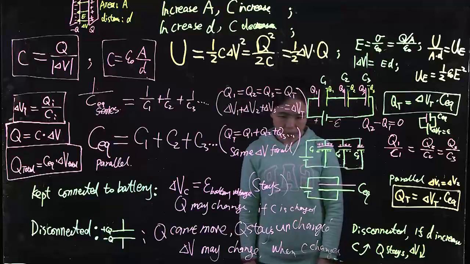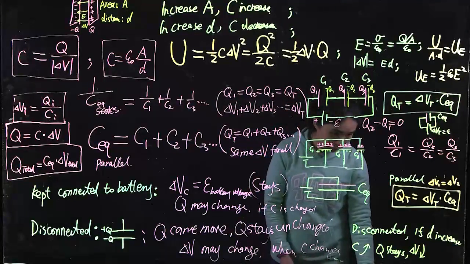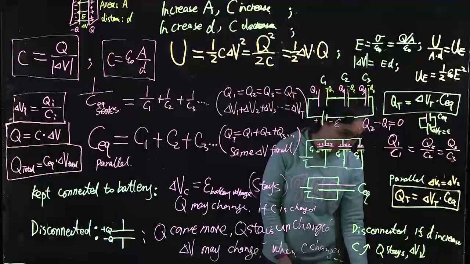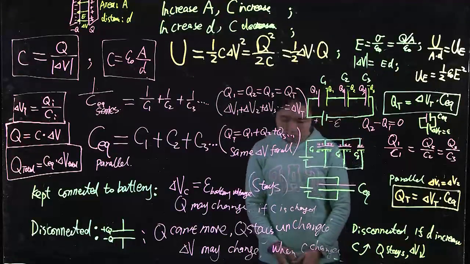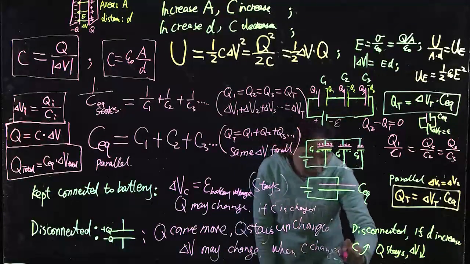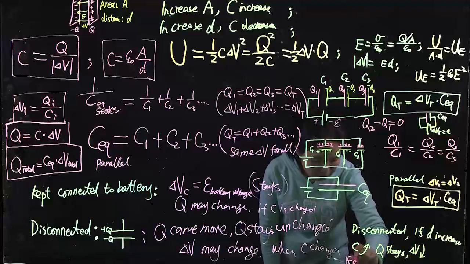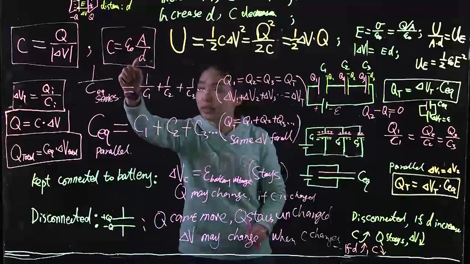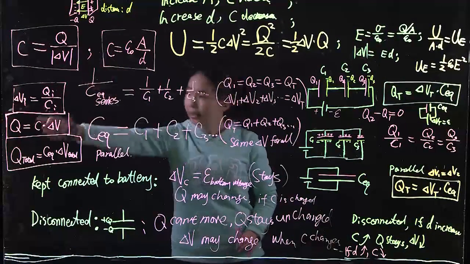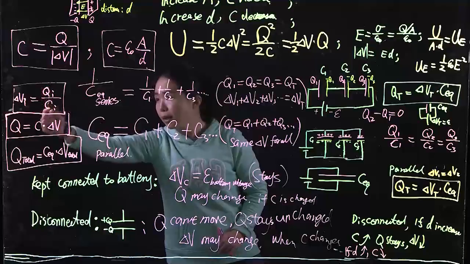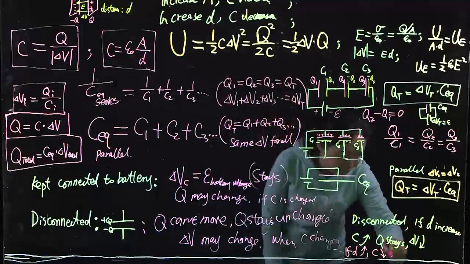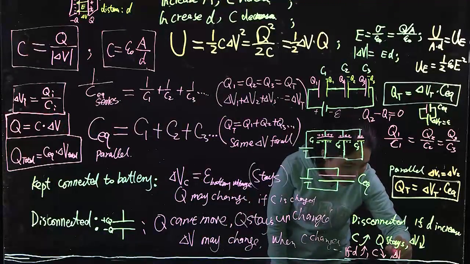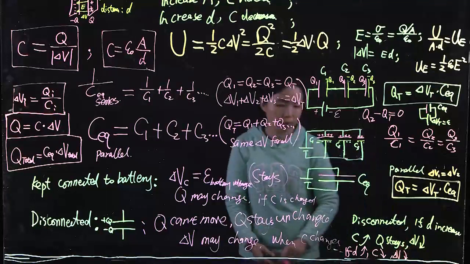Okay? So reversely, if d increases, we're going to have C decrease. Increasing d decreases your C. And the Q still remains the same. Decreasing your C, we're going to have delta V voltage increase. Okay?